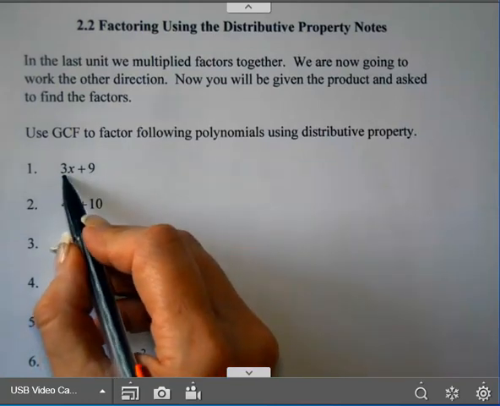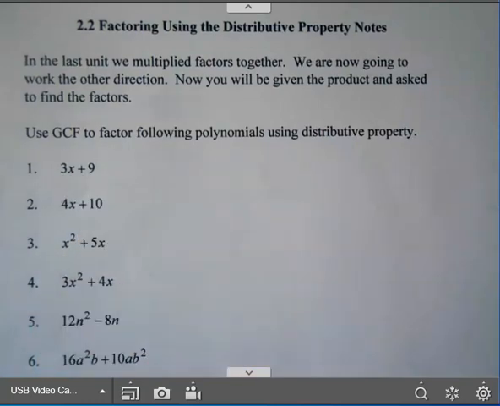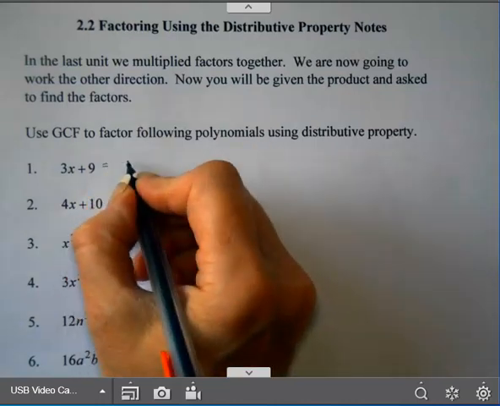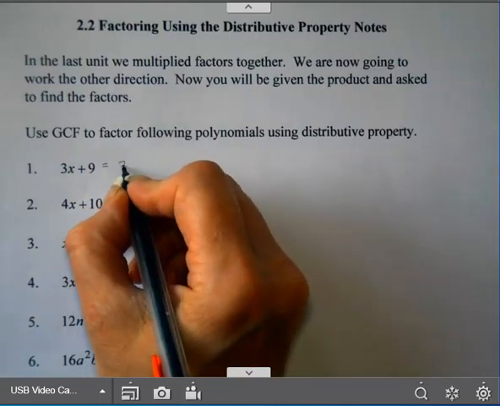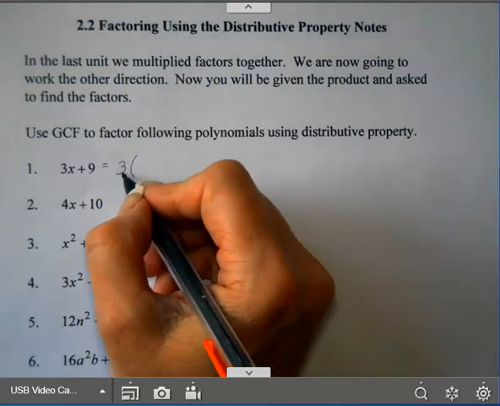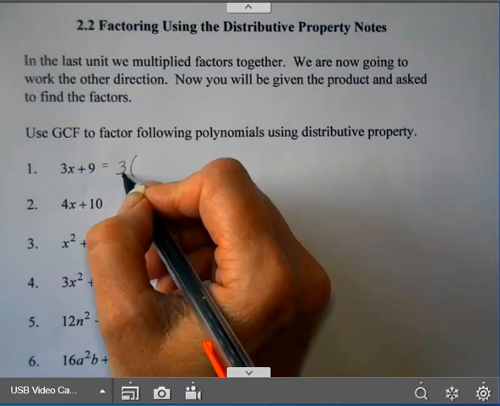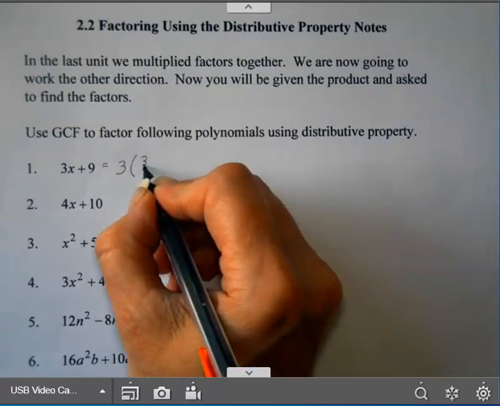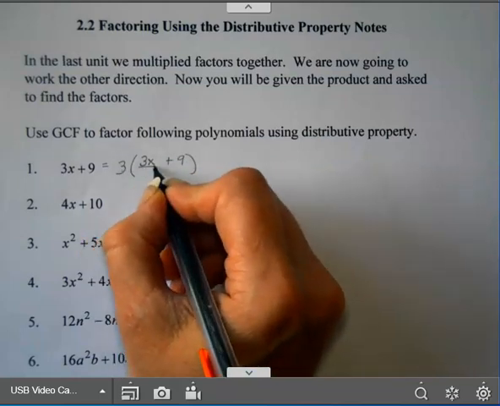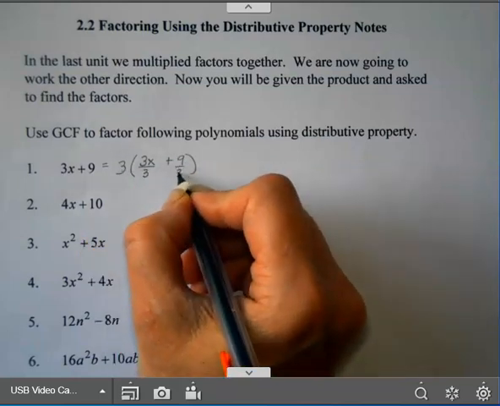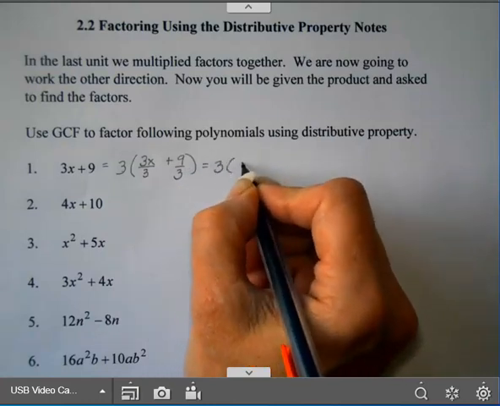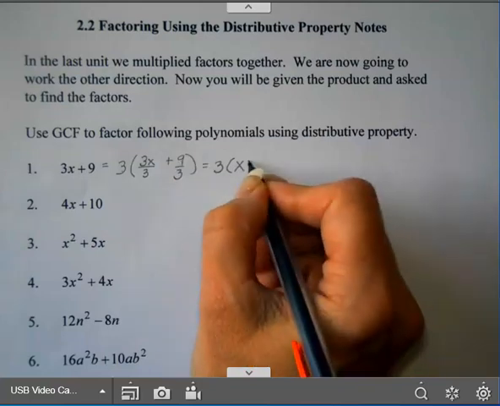And the greatest common factor between 3x and 9 is 3. You put the greatest common factor on the outside, and when you factor it, you're multiplying here, so we need to divide on our factors. So this would be 3x plus 9. When I take that 3 out, that's like I'm dividing each of these by 3. So this will be 3, and that will be x plus 3.